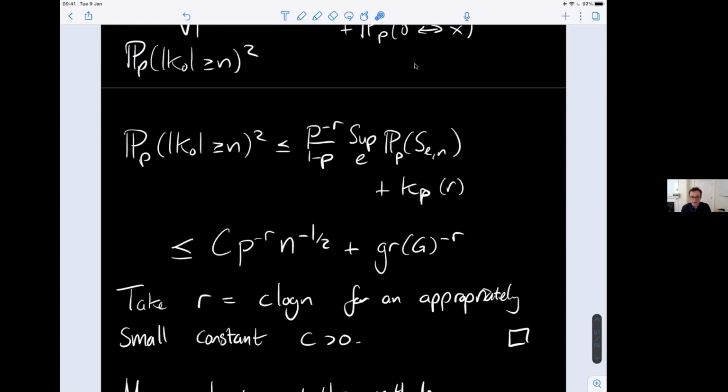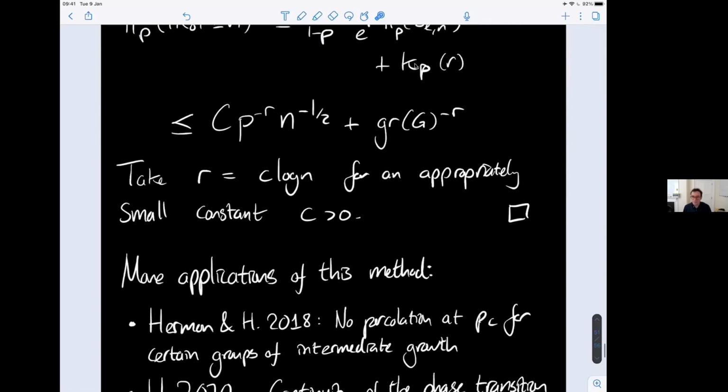So that's the whole proof. And if you do things carefully, you'll see that all the constants, as I said before, only depend on the degree and on the width.